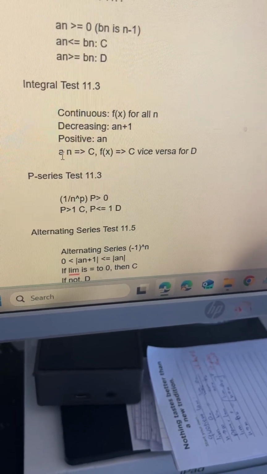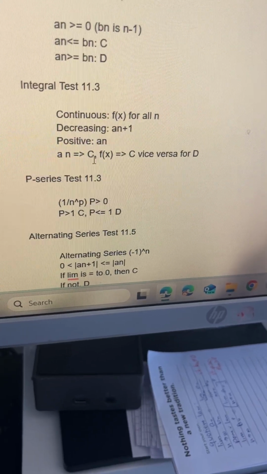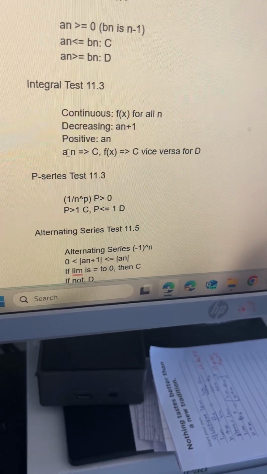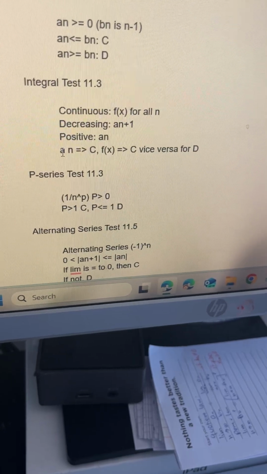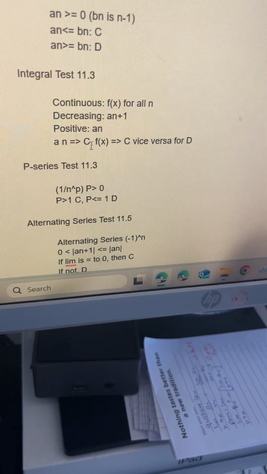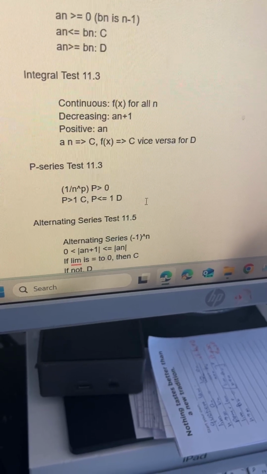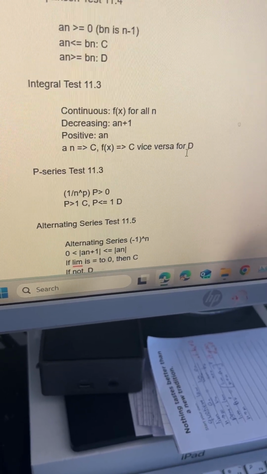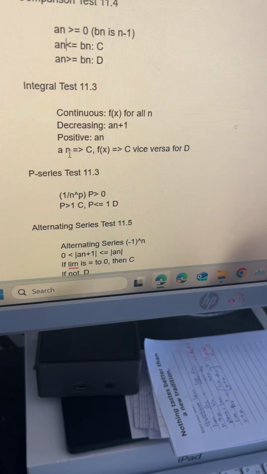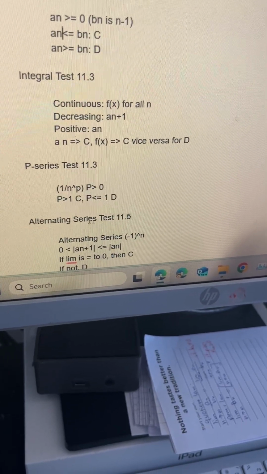And then there's just another condition that goes with this: if an is converging, then so will the function. And same thing with diverging. If an diverges, then f of x will diverge.